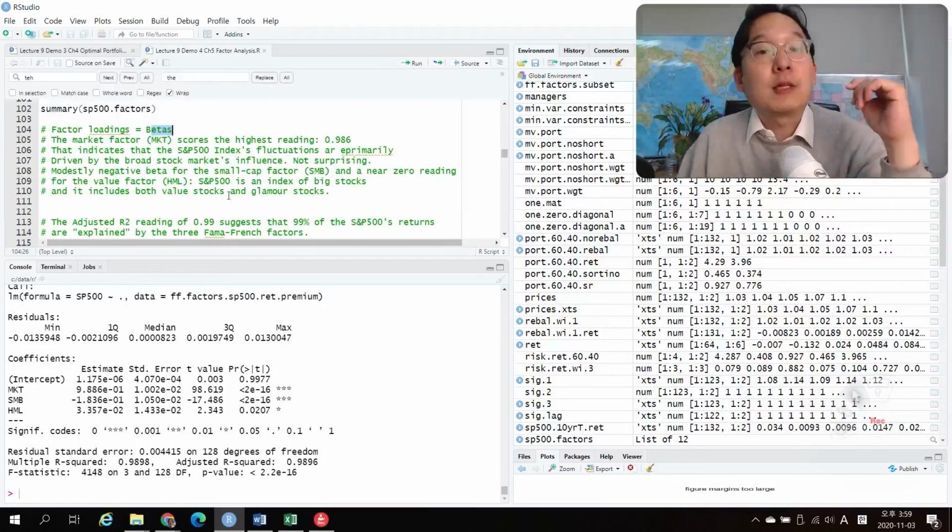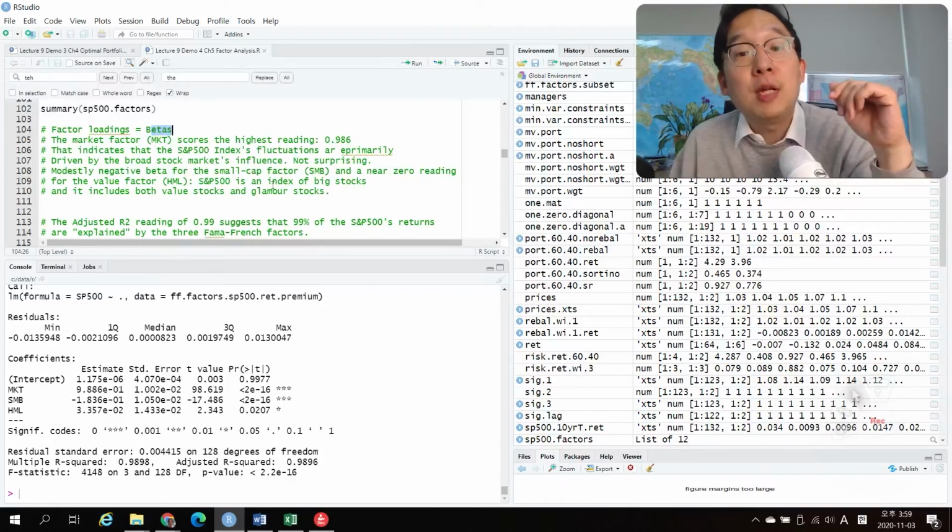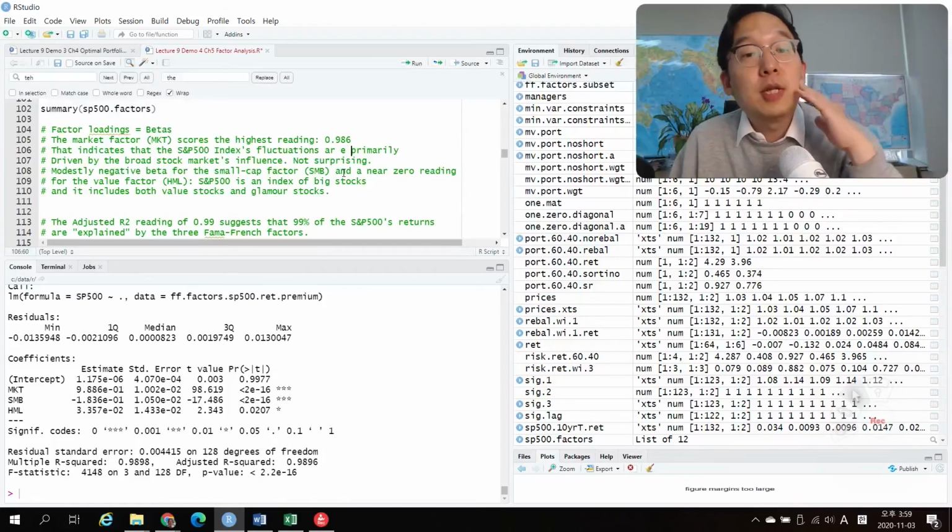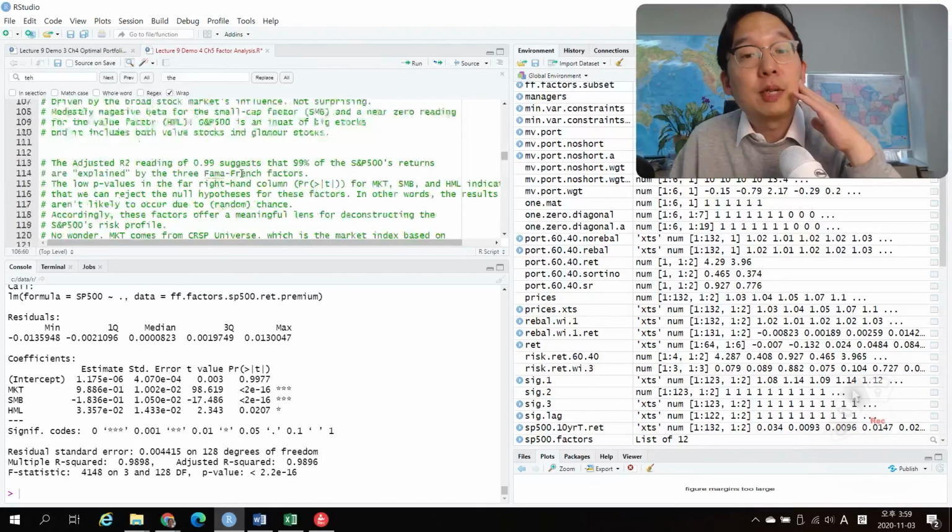The market factor scores the highest reading. That indicates the S&P 500 index fluctuations are primarily driven by the broad stock market influence. Not surprising. Yeah, modestly negative beta of small cap, as I said before.